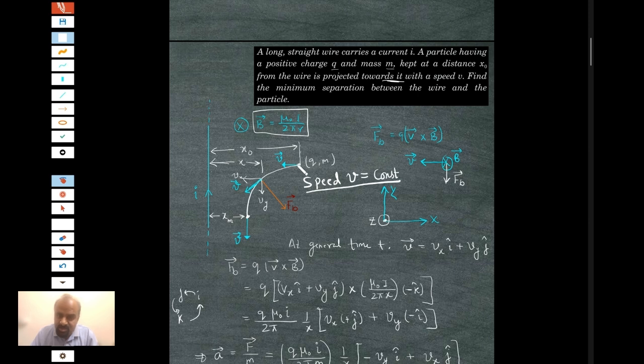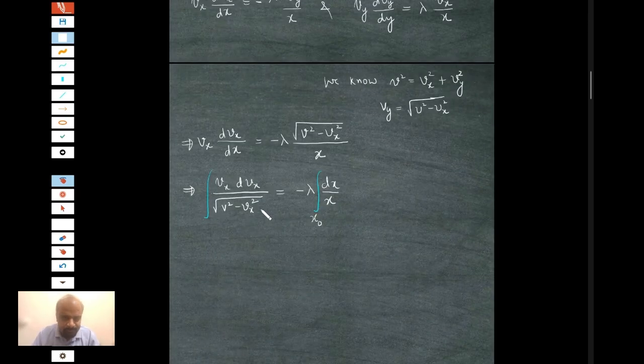In the beginning, the x component was this. Should I write minus Vx because it is purely along this? Maybe. Or have I already taken care of that minus? I think I have already taken care of that minus, so I'm going to simply write Vx. And when x becomes xm, xm means x min, then what is the Vx component? It becomes 0.